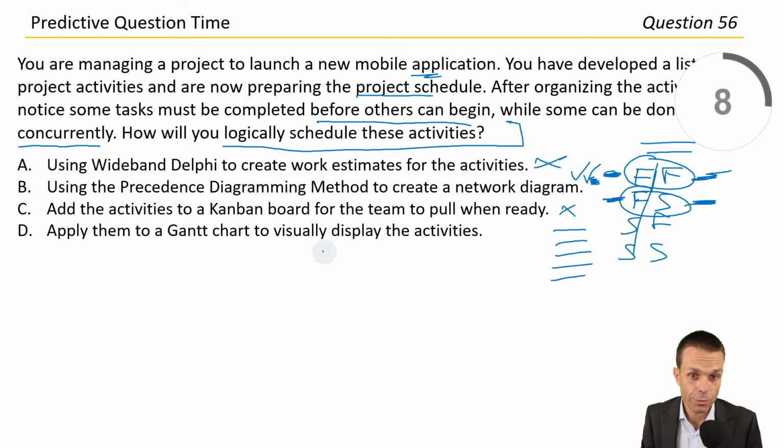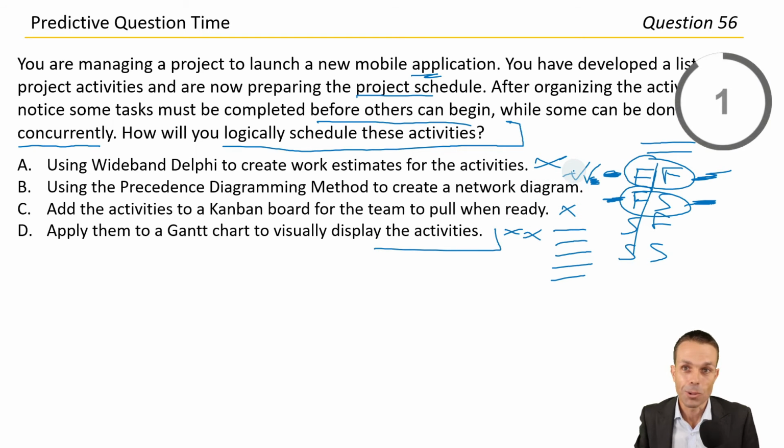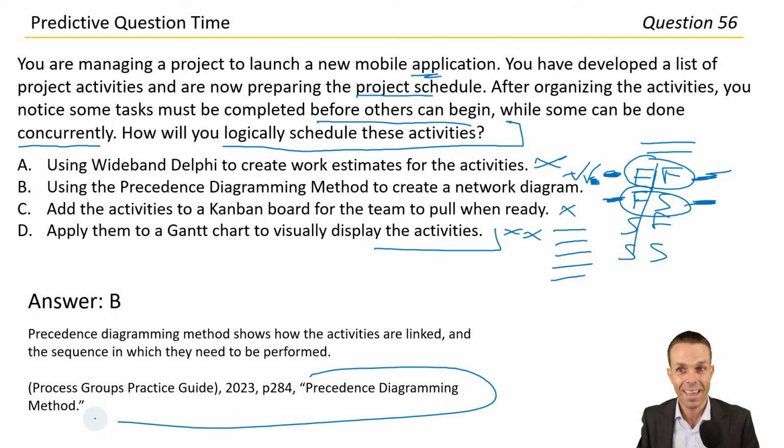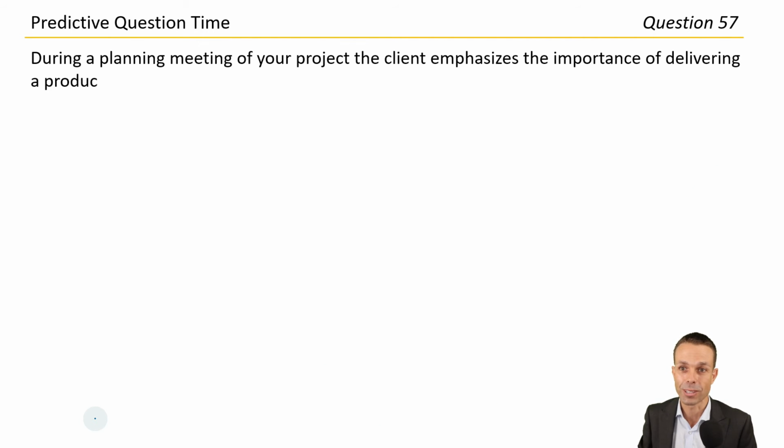Apply them to a Gantt chart to visually display the activities, and I don't think that's the best answer. Let's go with answer B. Excellent. Precedence diagramming method shows how the activities are linked and the sequence in which they need to be performed. Page 284 in the Process Groups Practice Guide, Precedence Diagramming Method. Excellent work. Really getting through these ones.